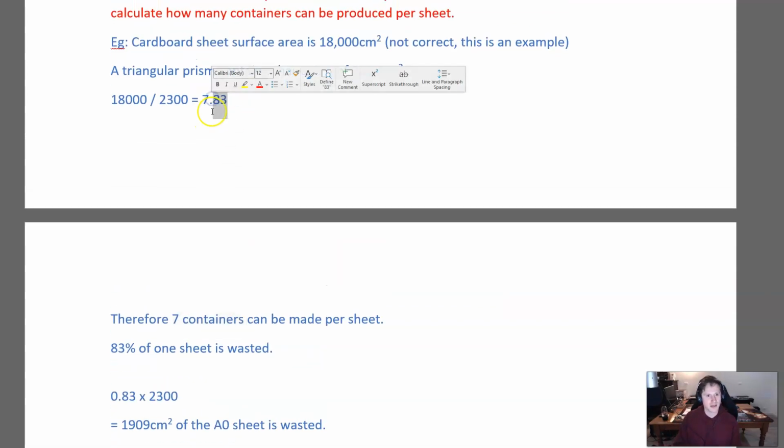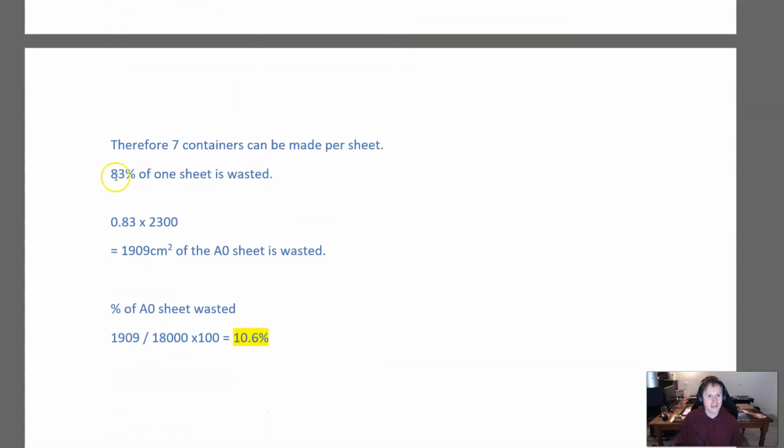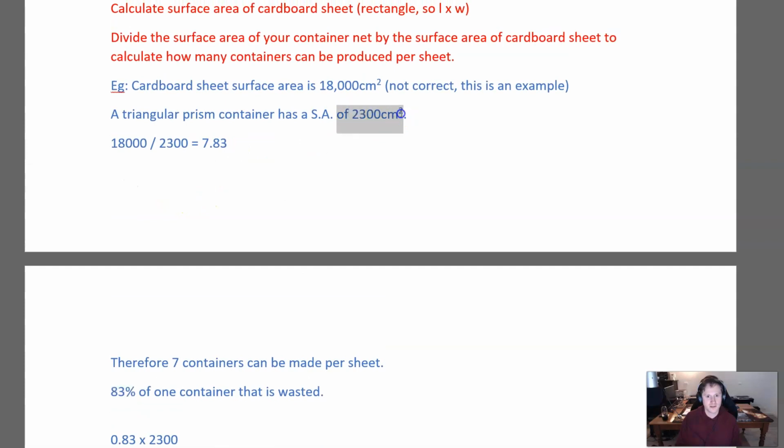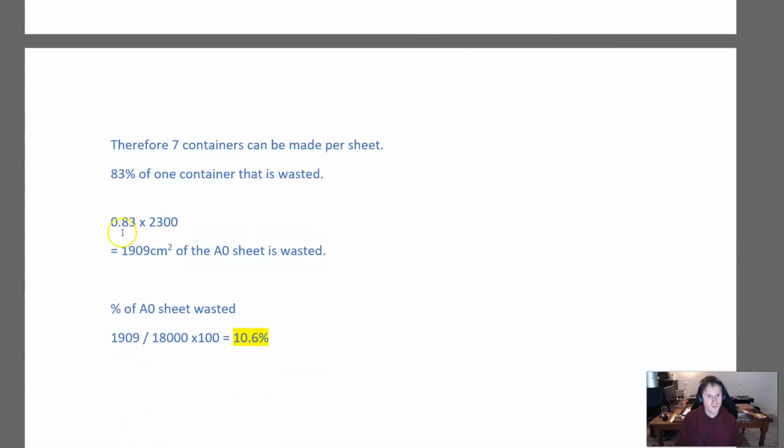Now I just want to focus on this leftover, this 0.83. There's something else you can do to show how much is exactly being wasted. So 0.83 is 83% of one container that is wasted. Okay, so 83% of this is what's being wasted. So what I can do is multiply the percentage by the surface area of my container, and that gives me a quantity that's being wasted.